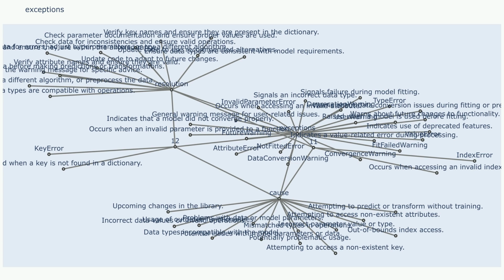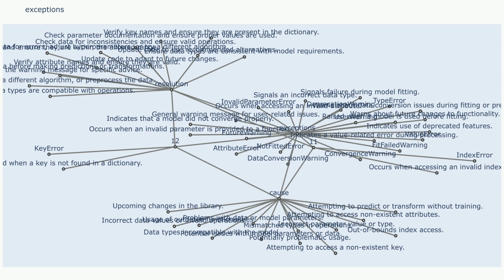Unraveling the mysteries of scikit-learn exceptions. Scikit-learn, a powerful machine learning library in Python, throws various exceptions to signal errors and issues during the execution of your code. Understanding these exceptions is crucial for debugging your models and ensuring their robustness. Let's delve into the details of common scikit-learn exceptions, their causes, and how to handle them effectively.